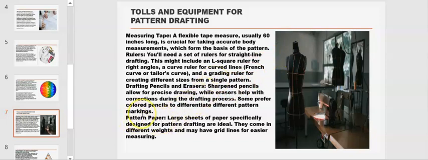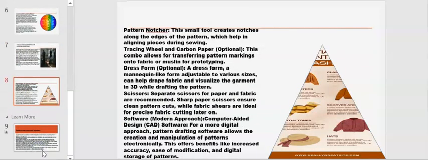Another one is paper. Pattern paper. Large sheets of paper specifically designed for pattern drafting are ideal. They come in different weights and have grid lines for easier measuring. It's like a huge clear paper, or rather, in fashion design language, you call it brown paper. They are large. You create your patterns on it, then cut it out, place it on a fabric and cut.